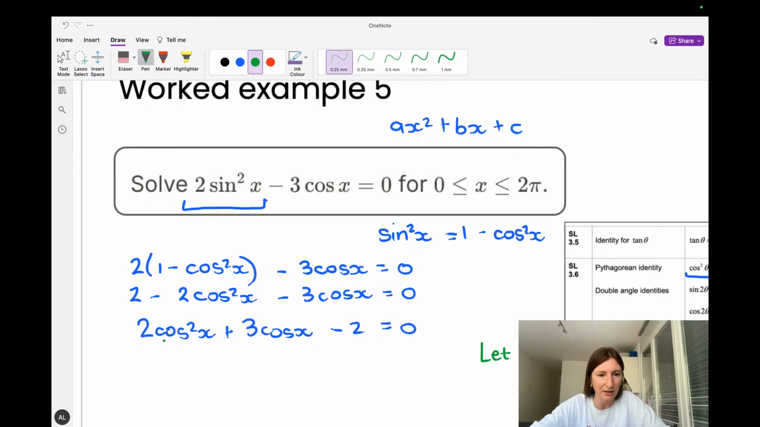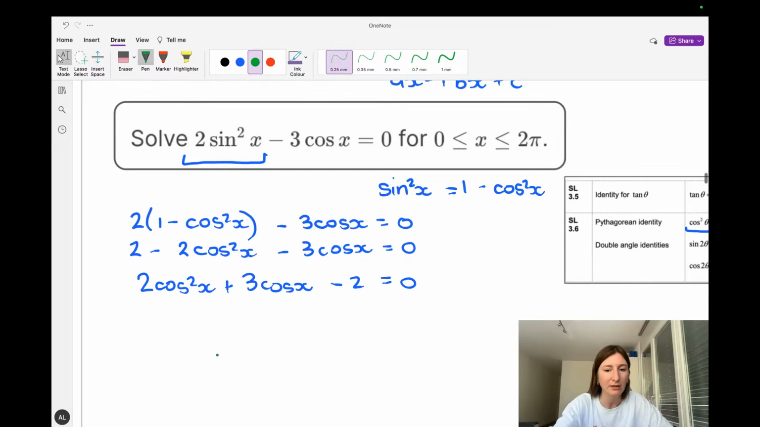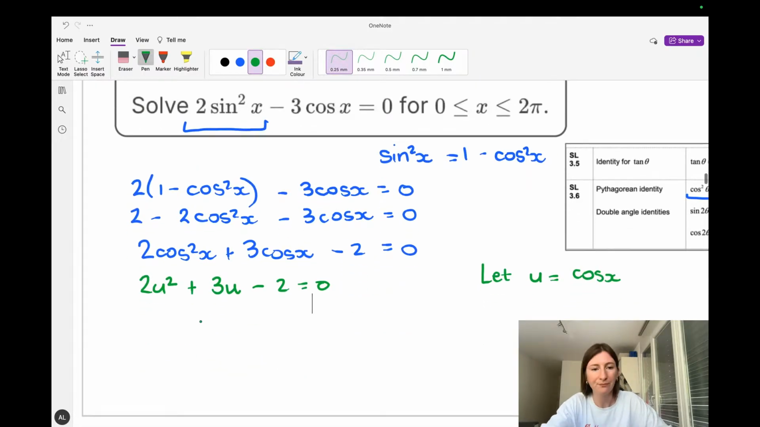And I'm going to substitute out. So I'm going to take out this cos x, and instead I'm going to put in u. So that would be 2u squared, because that's cos x squared, plus 3, instead of cos x, u, minus 2 equals 0. All right, so now I have a quadratic that I need to solve. Let me solve that. Hopefully I can factorize it. Let's see.